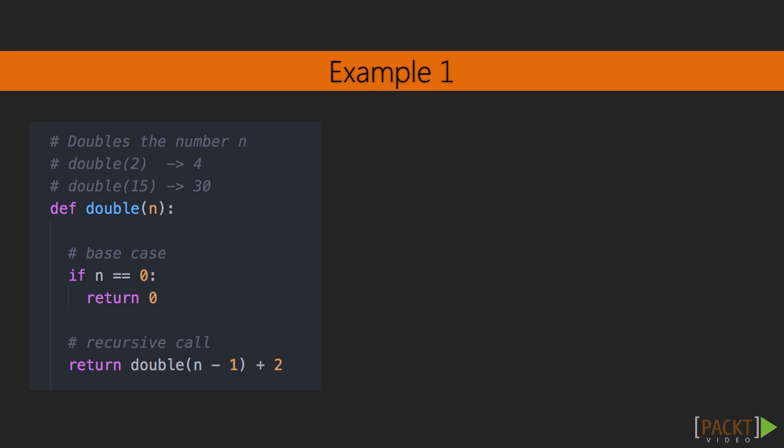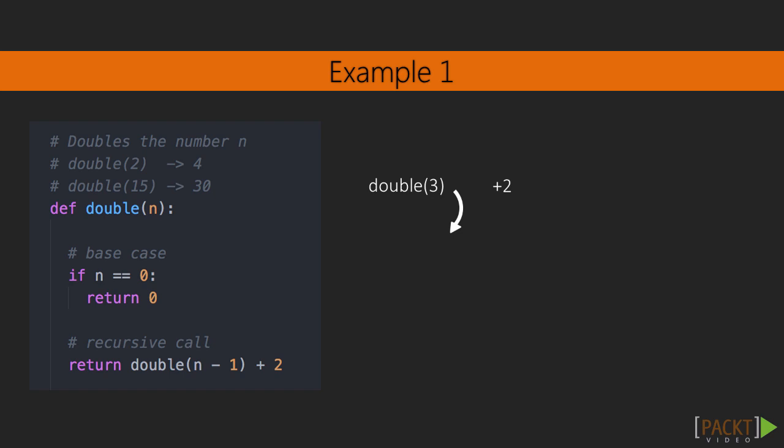So let's dive right into an example. Over on the left, I have a function that doubles a number. So double of 2 is 4, double of 15 is 30. And how does this work? Well, first I start by calling double of 3. And if we look at the function, n is not 0, so it does a recursive call. So it calls double n minus 1, and it adds 2. So we get a plus 2 in the end.